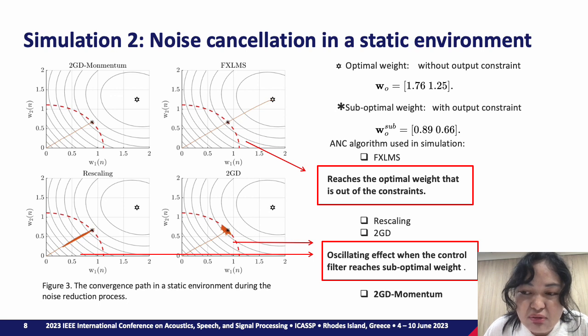So here we can see that with the output constraints, the rescaling and 2GD momentum algorithms, as well as the 2GD, have reached the suboptimal values, whereas the FX-LMS algorithm breaks the boundaries of the weight and then reaches the optimal values. Also, we can see that without the variable step size strategy, the 2GD and rescaling algorithms have reached the suboptimal values but bring oscillating effects around the suboptimal weights.